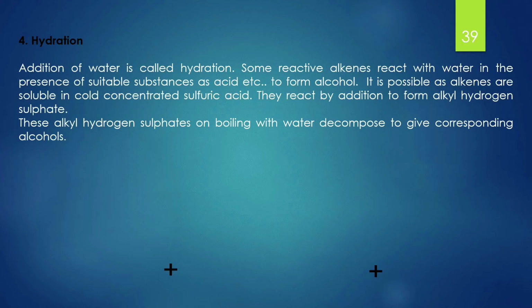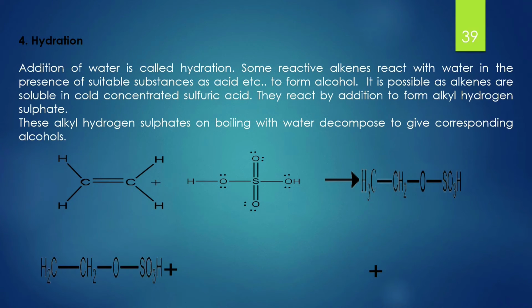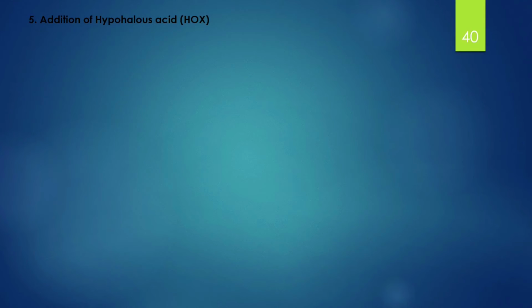As shown in the equation, first alkene reacts with sulfuric acid to form ethyl hydrogen sulfate, which in return reacts with water at 100 degrees Celsius to give corresponding alcohol, and as a result the sulfuric acid which was used as a catalyst is regained. Then comes the turn of addition of hypohalous acid or HOX.